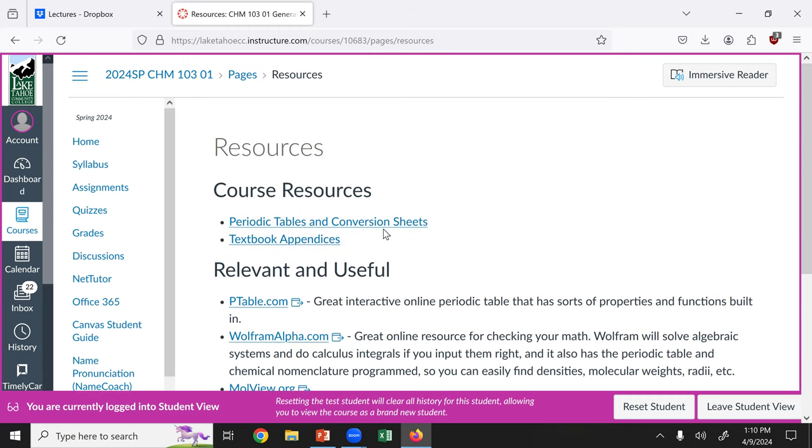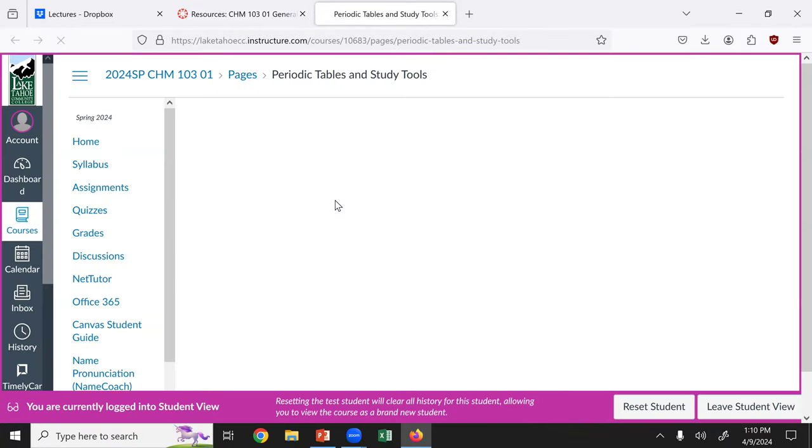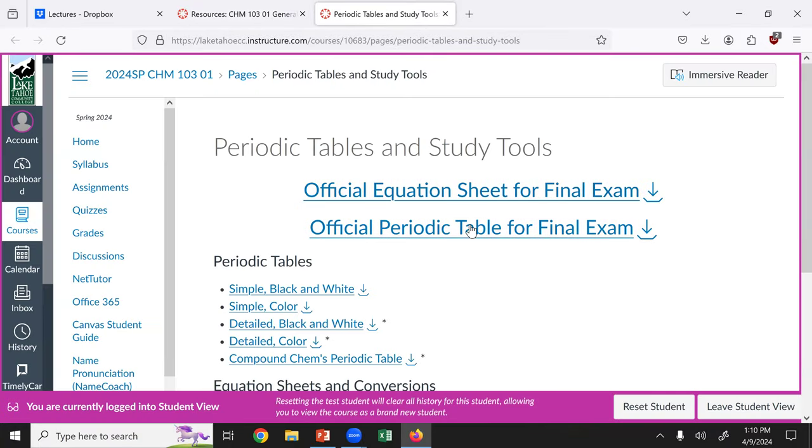As far as the resources on here go, most of what you're gonna care about is the periodic tables and conversion sheets. These are going to be the same ones that I put on the in-class tests. We'll talk about tests and how that all works. But basically, here you'll have access to the same periodic table and the same equation sheet that are going to be printed with your midterm. I'm going to give you a fresh copy every time so you don't bring notes on your periodic table into the tests. But everything will look exactly the same as far as what's printed.